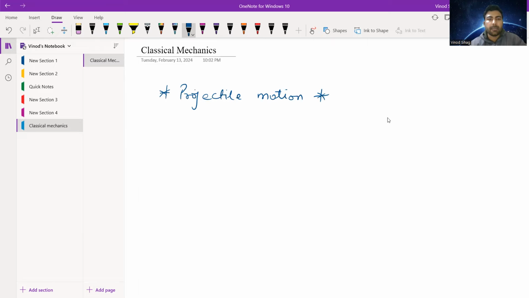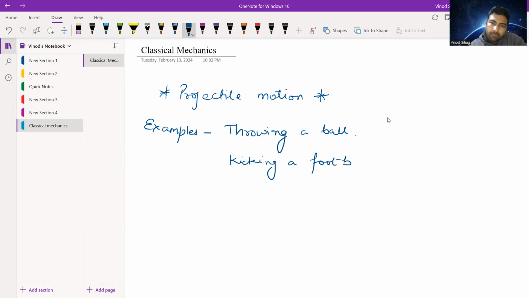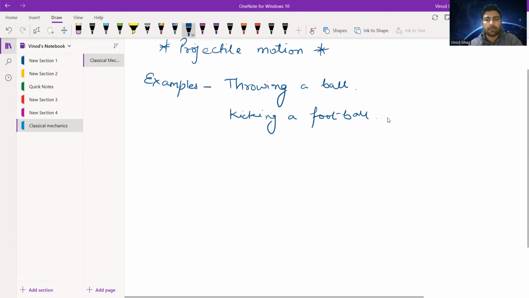Projectile motion. In projectile motion, first of all, we will write some examples. Examples like throwing a ball, or kicking a football. These kinds of examples we can see. Now we will see the graphical representation of projectile motion, so that we will get some mathematical expressions that can be used for further analysis of the projectile motion.